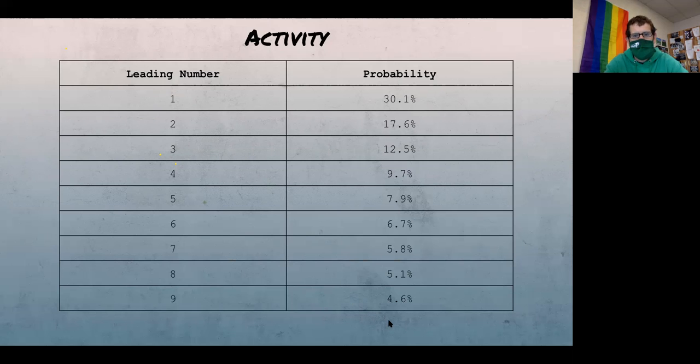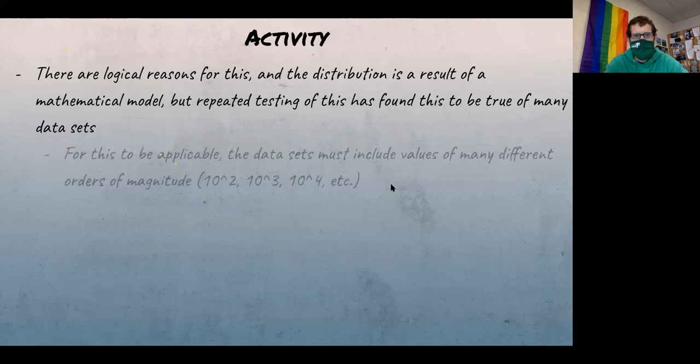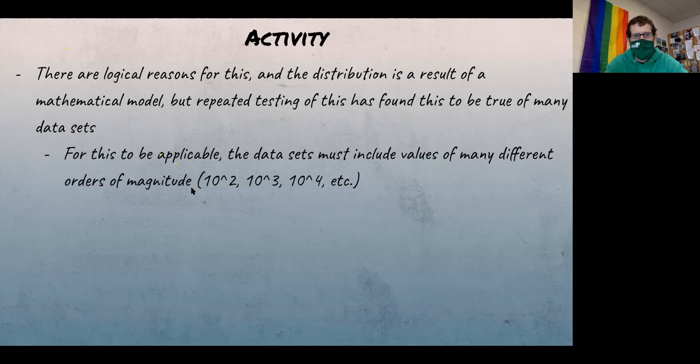All right, and maybe we can get into the reasons why. You can notice that 9 is only a leading number about 5% of the time. There are logical reasons for it. The distribution is a result of a mathematical model, but repeated testing of this has found it to be true of many data sets. And this is what I was saying: it has to be a lot of different orders of magnitude. So hundreds, thousands, 10,000s, and so on.